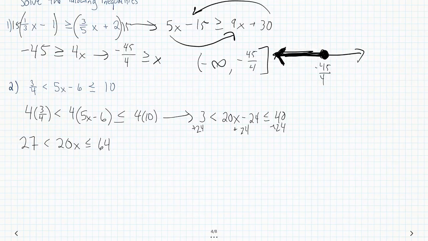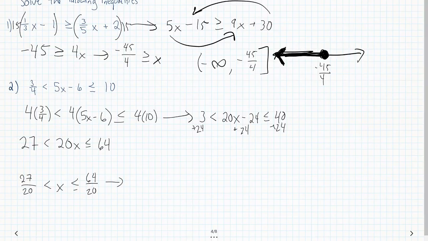Now we divide every single side by 20. Okay, so in that case we'll get 27 over 20 is less than x, and that's less than or equal to 64 over 20. Now 64 over 20, there's an easy way. Both of those have factors of 4 in that case. So we can rewrite this as 27 over 20 is less than x is less than or equal to 16 over 5.